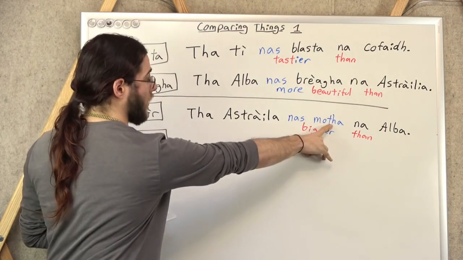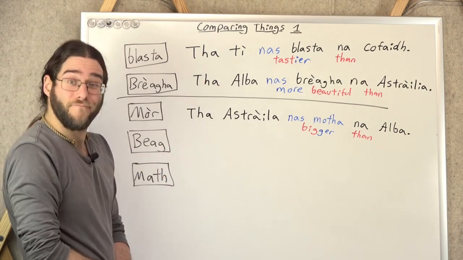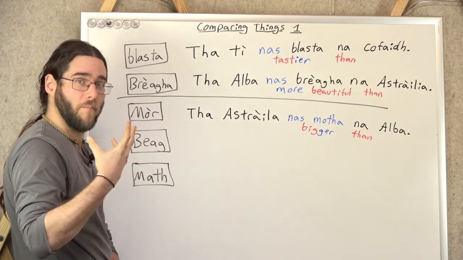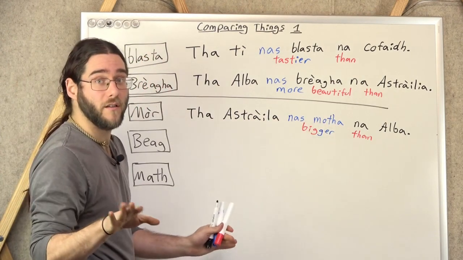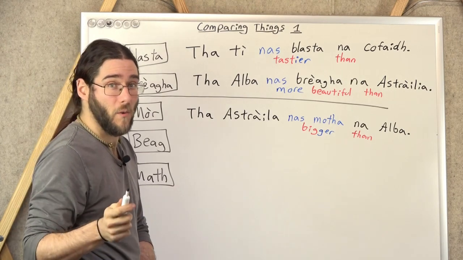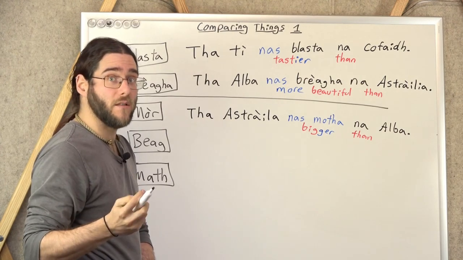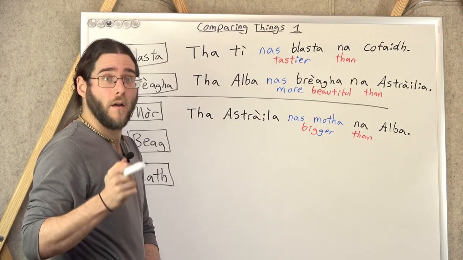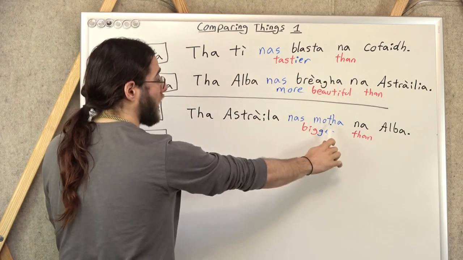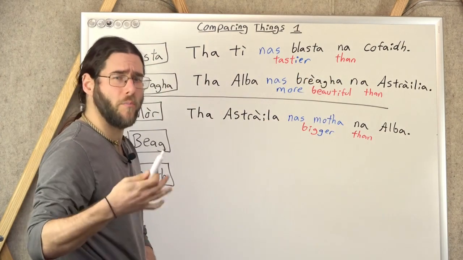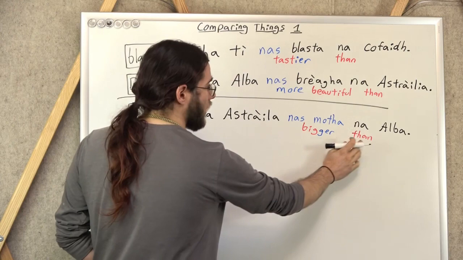So you'll notice here, moa looks completely different to mor. And that'll happen. When words are used in a comparative way, sometimes the word itself will change. Sometimes it'll look completely different. And the most efficient way, and the way that'll save your sanity the most, is to just learn them as you go, because as far as I'm aware, there's no pattern that can predict if the word will stay the same or if it will change. Just learn them as you go and enjoy the process. That's my recommendation, at least. Ha Australia nas moa na alapa.